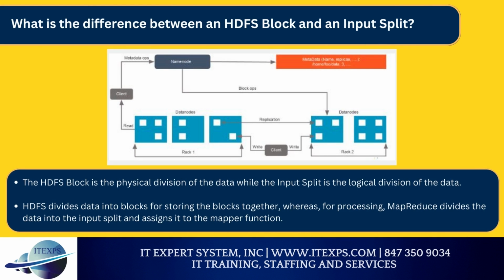What is the difference between an HDFS block and an input split? The HDFS block is the physical division of the data while the input split is the logical division of the data. HDFS divides data into blocks for storing the blocks together, whereas, for processing, MapReduce divides the data into the input split and assigns it to the mapper function.